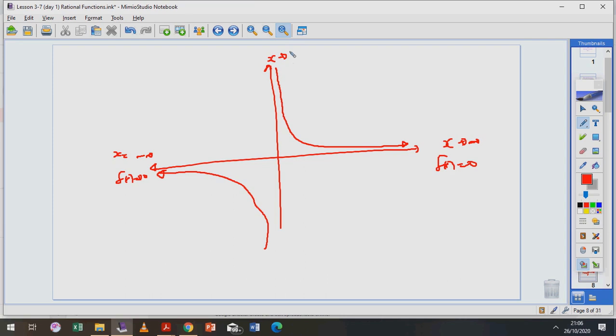As x approached this value a of the vertical asymptote from the positive side, the function tended to positive infinity, and the opposite here, as x approached this value a from the negative side, the function went to negative infinity. So the horizontal asymptote is this y value, a y line, and the vertical asymptote is this x line.